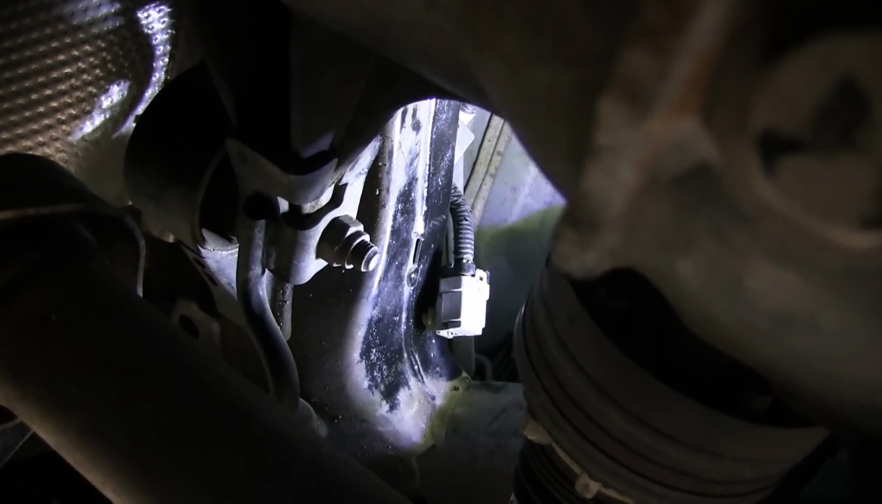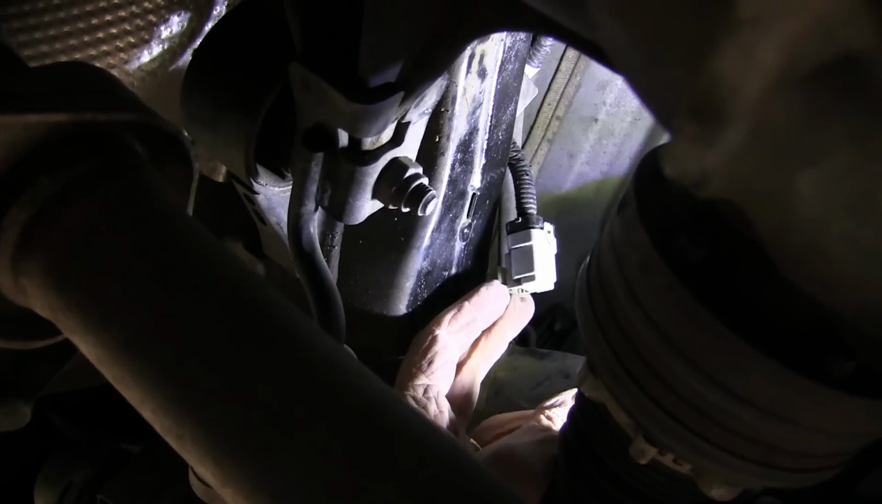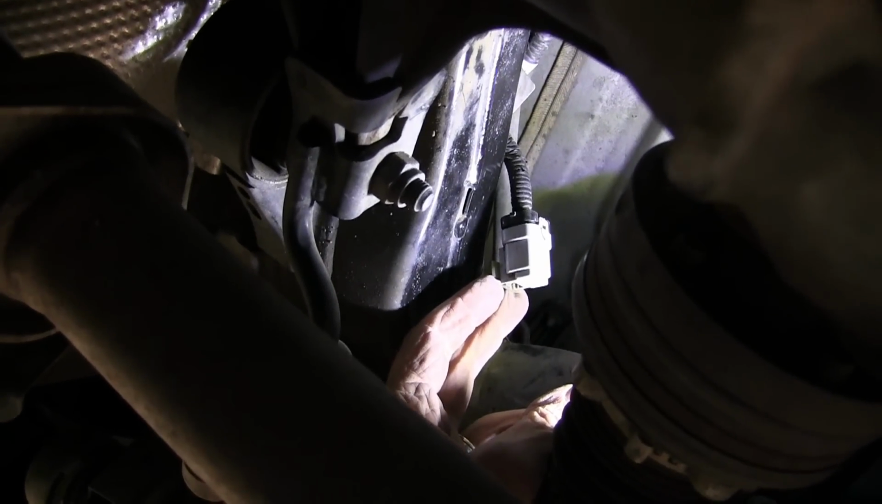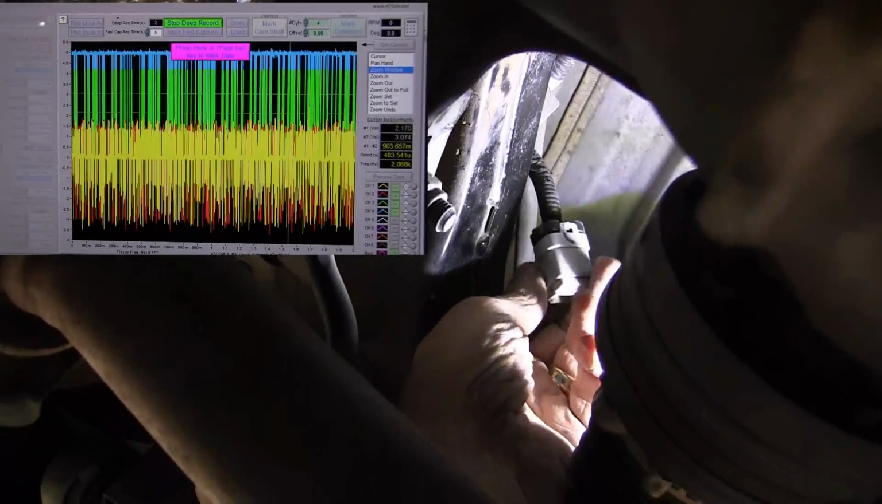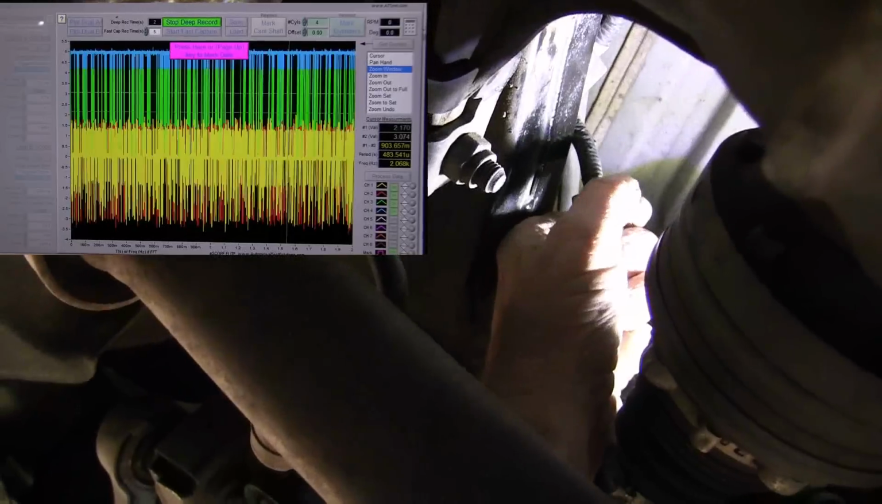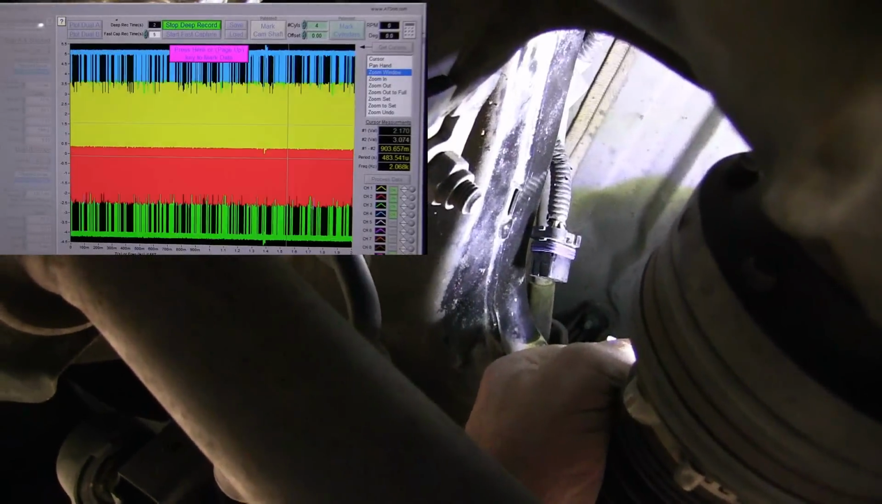Okay, here's the connector right here that we're looking for. You would never find this connector without that guide. It's sitting up on top of the subframe. Even with the guide, I had a hard time finding it. So now what we want to do is go ahead and pop this. Okay, so the scope came up.